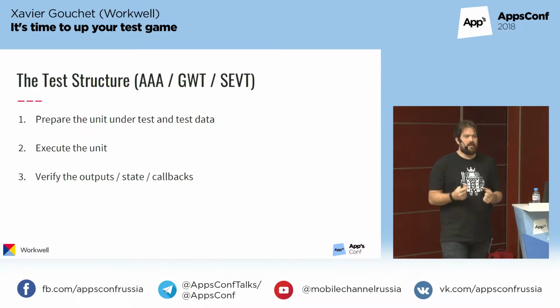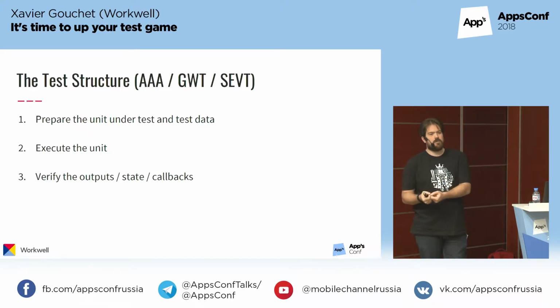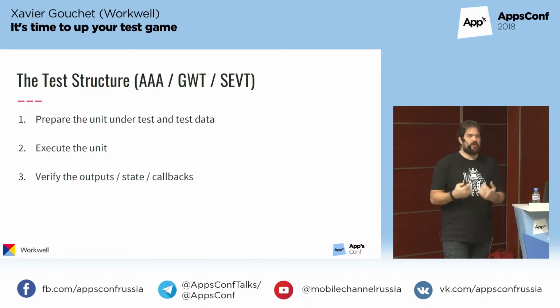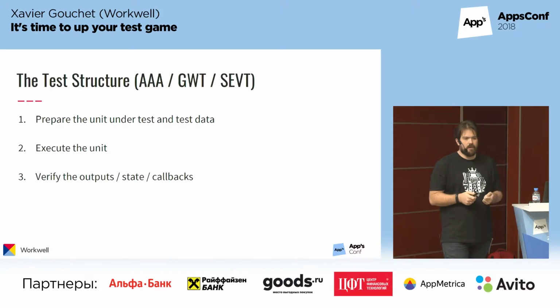You prepare everything. Then you actually call the feature you want to test. It can be a single method, a couple of methods that you want to test sequentially, or more. And then you verify the outputs or the states of the callbacks. So you always need something that verifies that you actually call the method, for all of the listeners, that the output is correct, and that the state of your objects is correct.